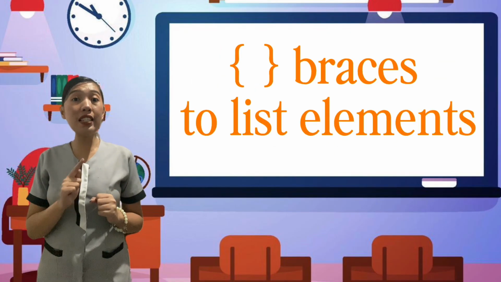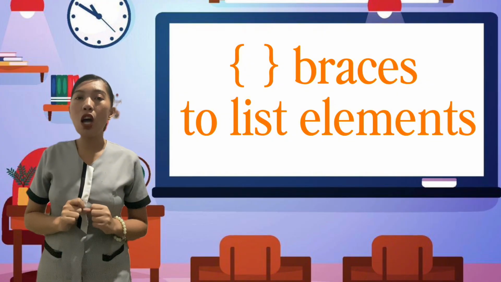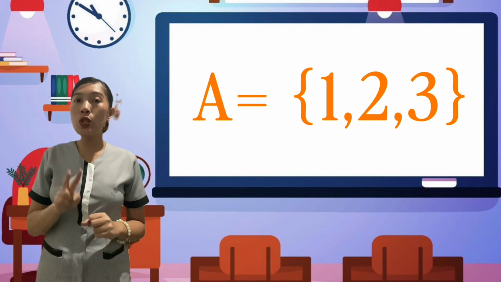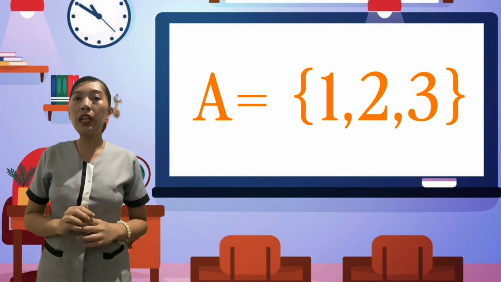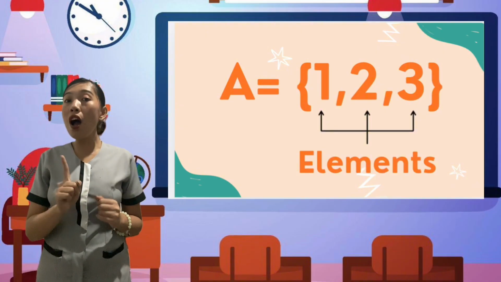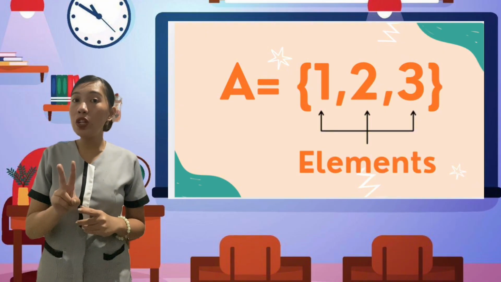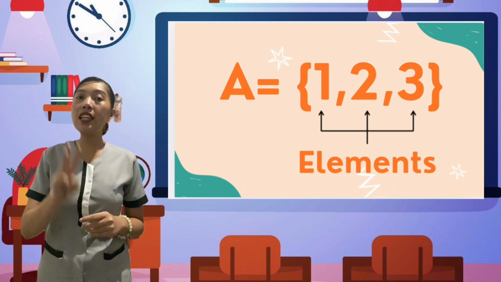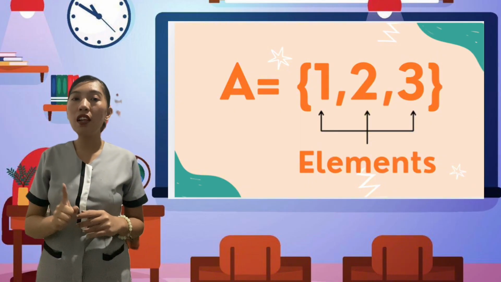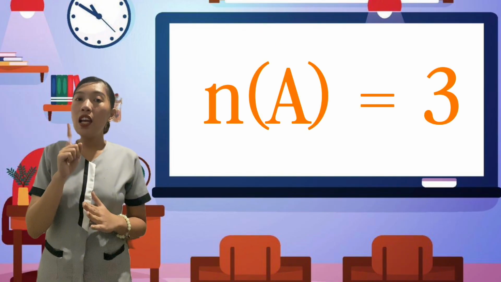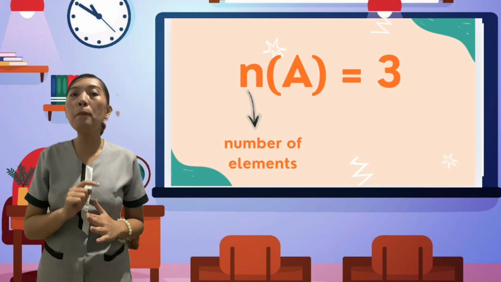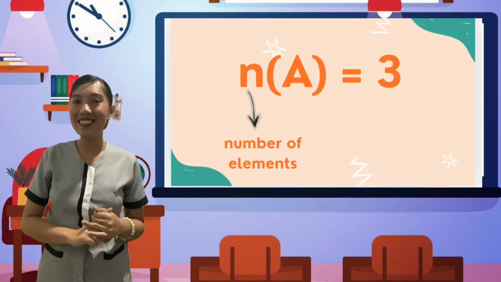Now, how do we write a set? We use braces to list elements. For example, A is equal to {1, 2, 3}. Inside the braces are the elements. So 1 is an element, 2 is an element, 3 is an element. There are 3 elements in total. So we write n(A) is equal to 3. The letter n means number of elements.